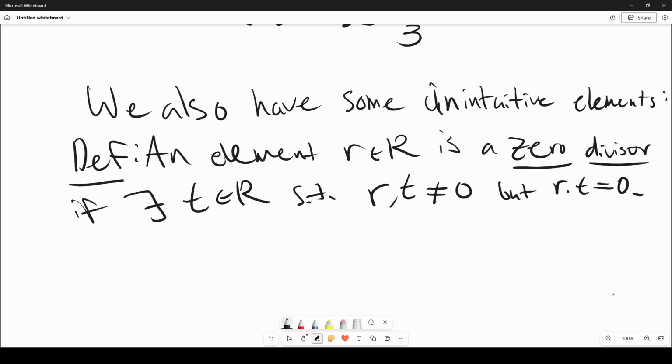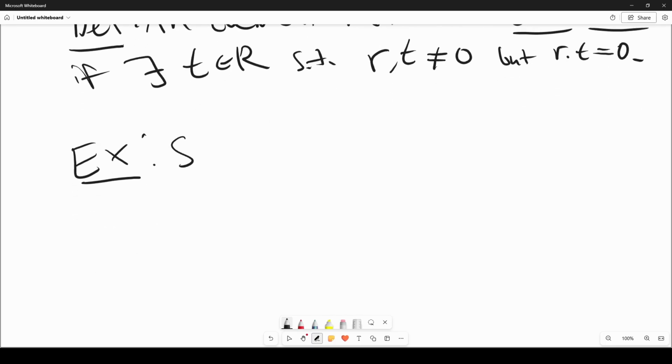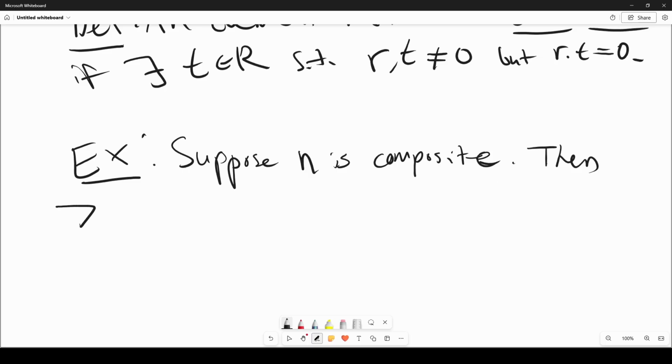It happens to be that these kinds of elements show up all the time and are particularly important. So let's discuss some basic examples to maybe make them more intuitive. So suppose n is a composite integer. Then Z mod n has a zero divisor.